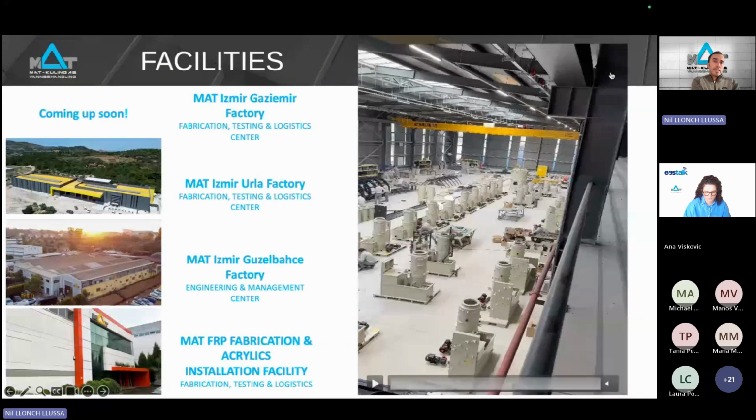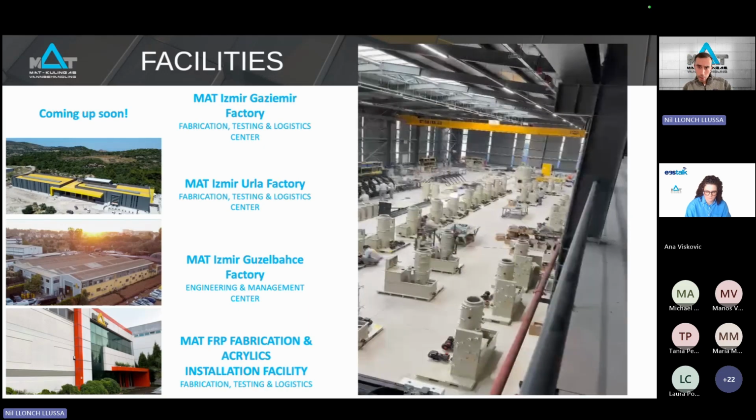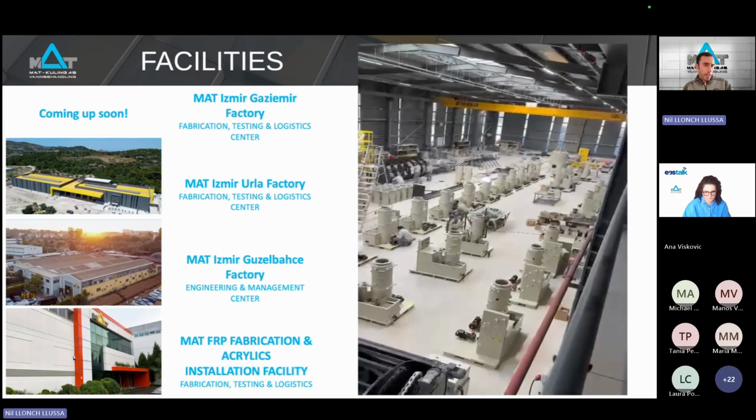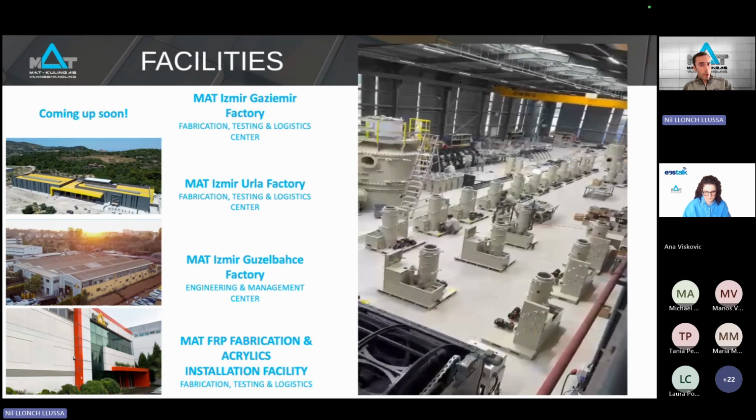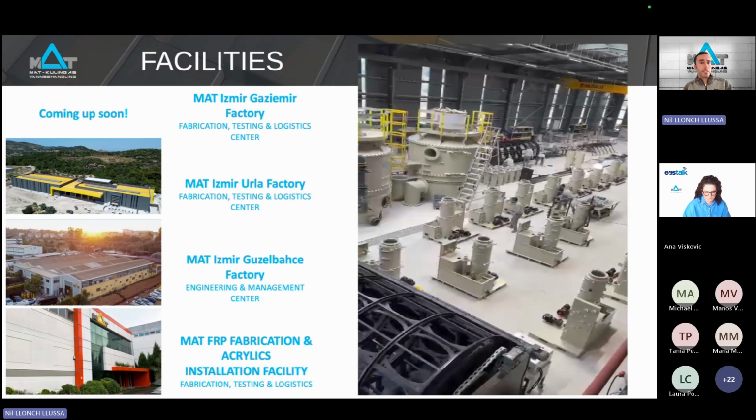As I just mentioned, we have the production facilities in Turkey. They are located near the city of Izmir, one of the biggest cities in Turkey. We recently opened up a new facility, and we have yet to have the pictures of this one, while the second one on the list is our current production facility. There's a video of the production hall that I'm just starting. And then we have our offices in the third facility.